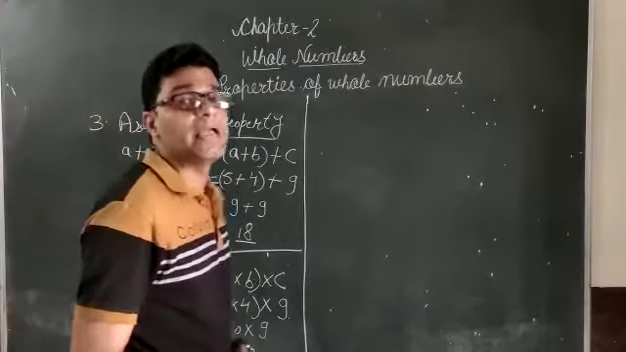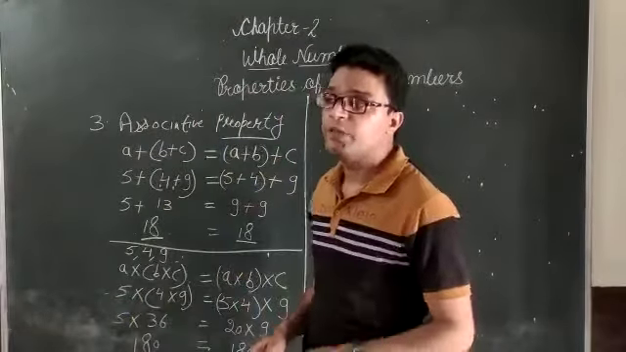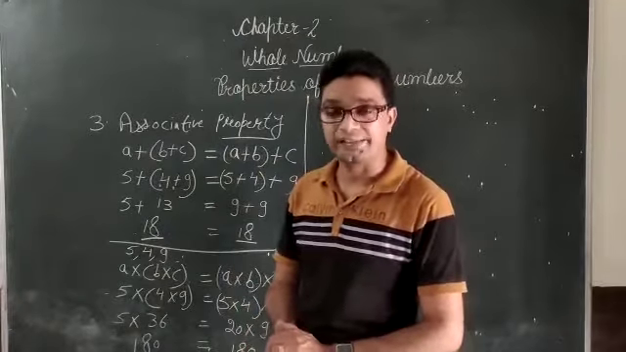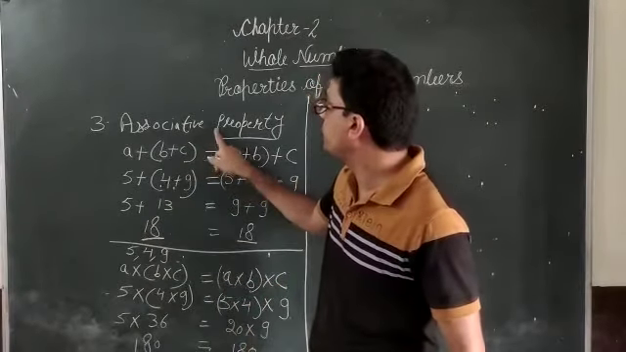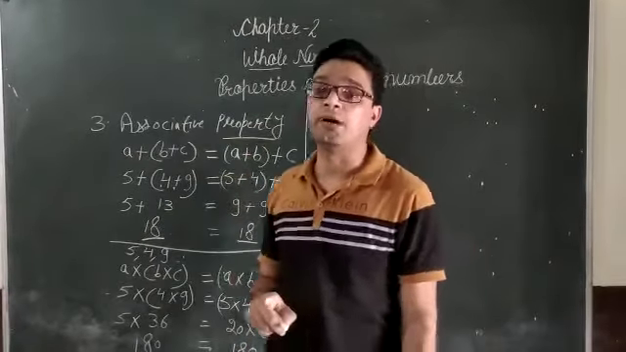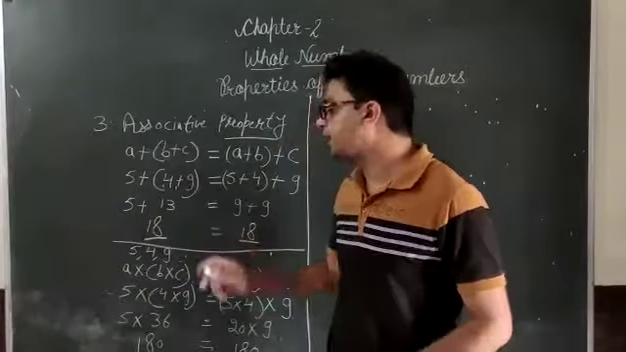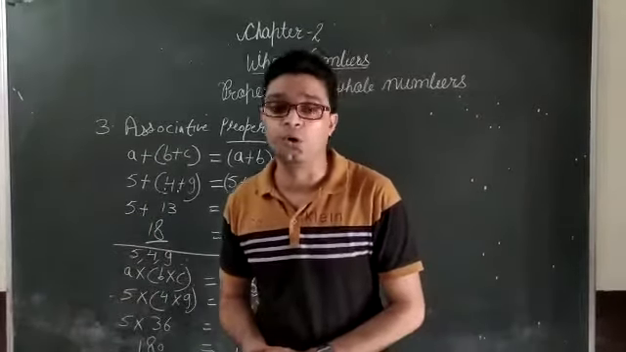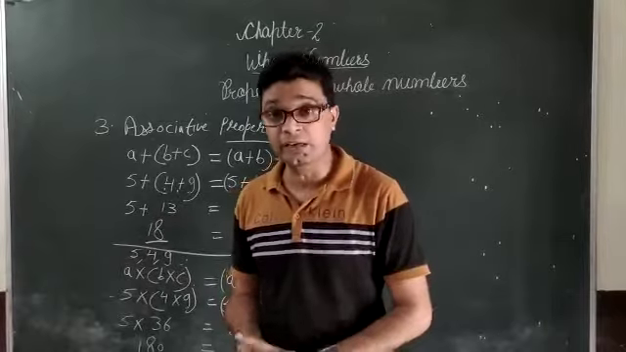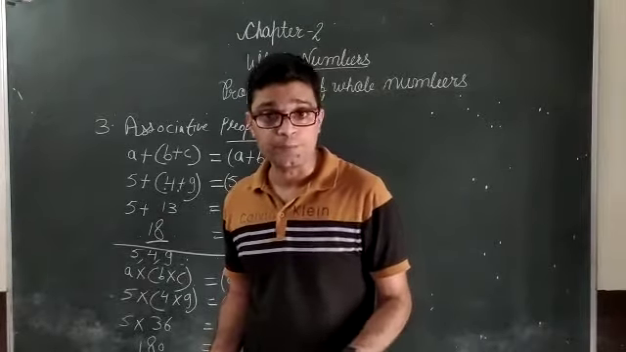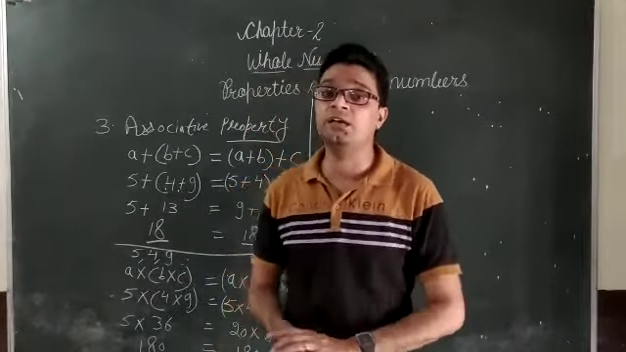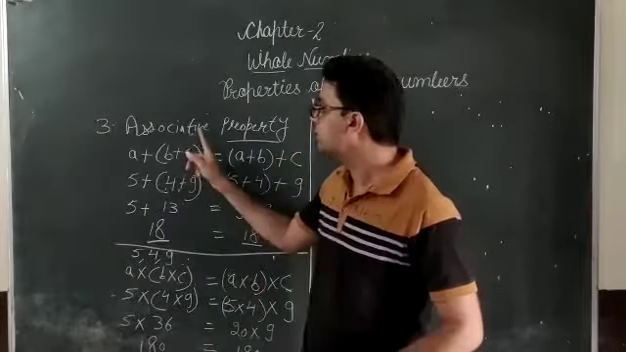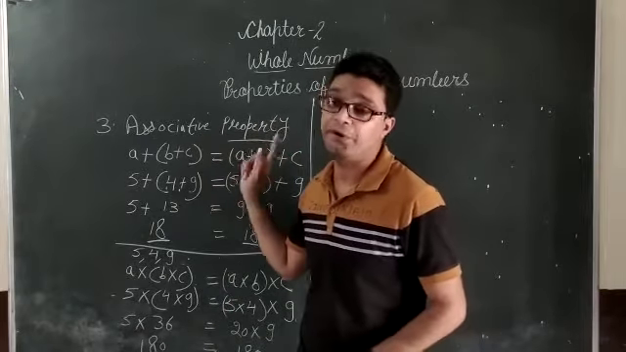So it is associative property, and one thing you have to take care of: associative property is applicable on addition and multiplication, but not on subtraction and division. In subtraction and division you will not apply this associative property.